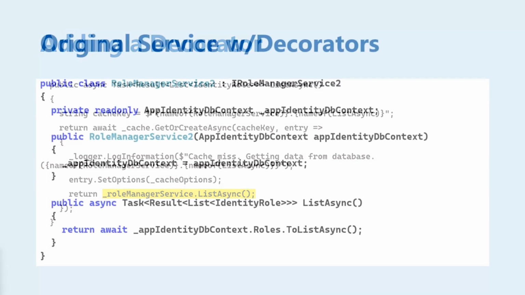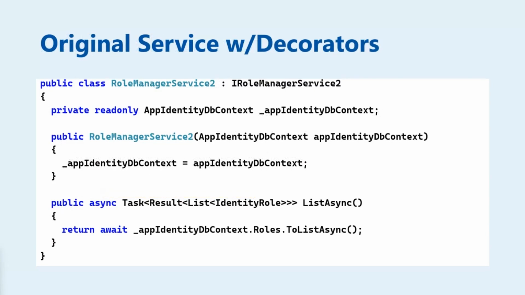All right. And so now the original service gets a lot simpler too, right? Once I've pulled everything out into decorators, that original service that was just getting the list of roles is literally just getting the list of roles.